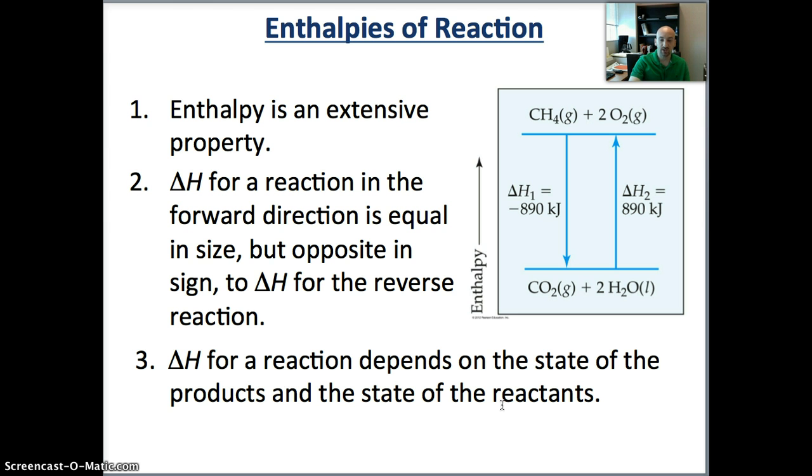The third thing is that delta H for a reaction depends on the state of the products and the state of the reactants. So for an example, if we took the combustion of methane, CH4 gas, reacting with oxygen gas to form carbon dioxide and water, the delta H for the reaction in the forward direction is minus 890 kilojoules. And that's for 1 mole of methane, because we have 1 mole here. But if we had 2 moles of methane, a coefficient of 2 in front of the CH4, then it would be twice as much for the delta H. So keep that in mind.